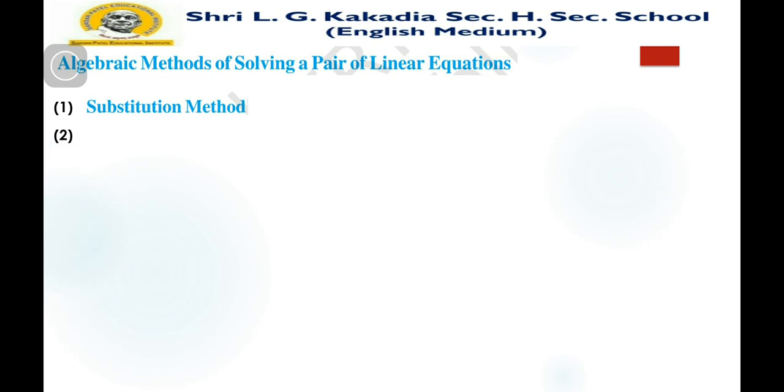The second one is the elimination method. It means from the two linear equations we eliminate one of the variables, x or y, and then we find the value of x and y. So this is the elimination method. And the third one is the cross multiplication method. We will get information on this method in another lecture. In this lecture we are going to study the substitution method.